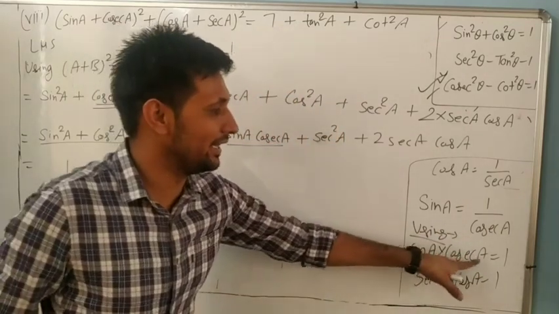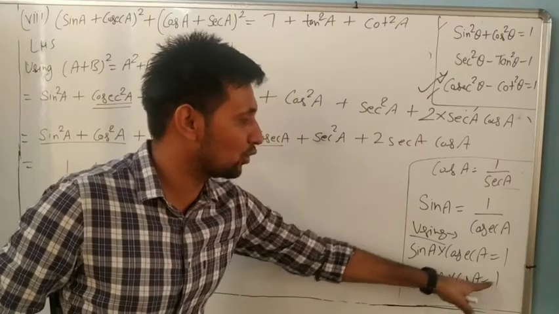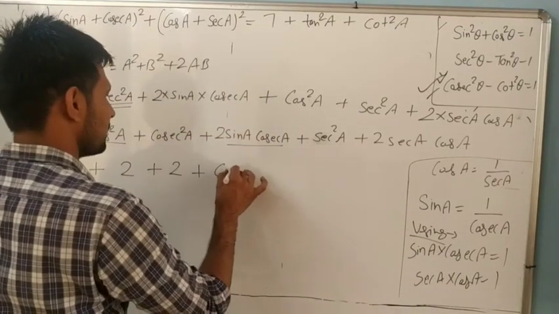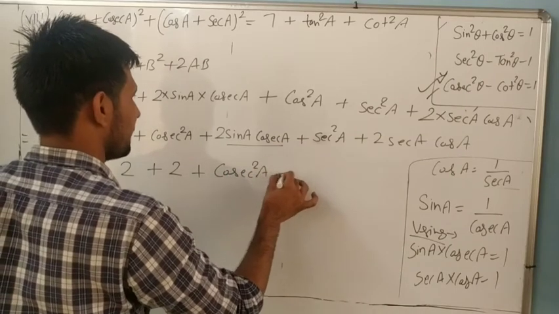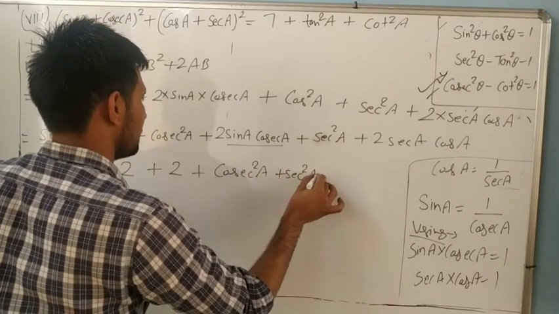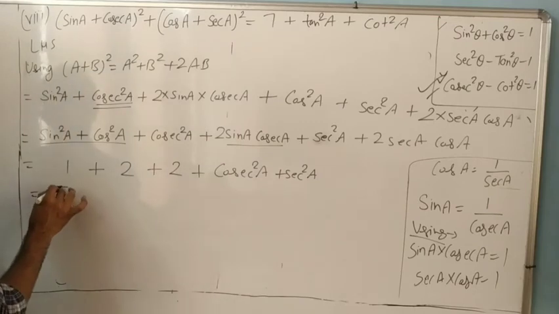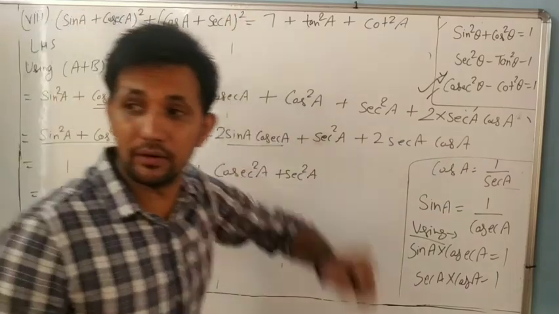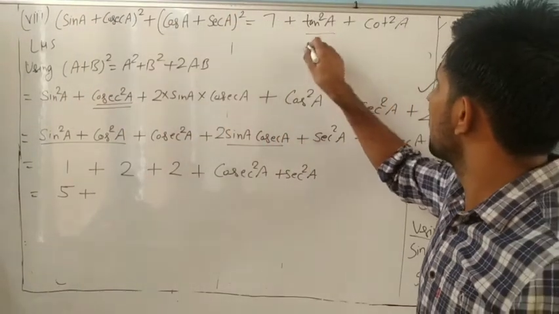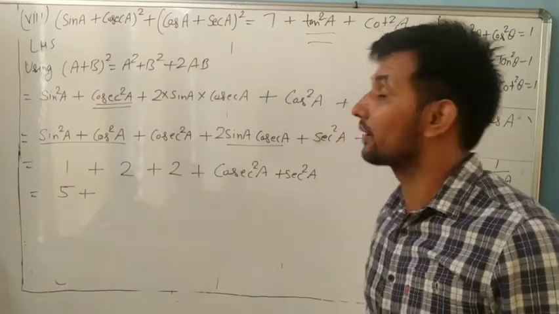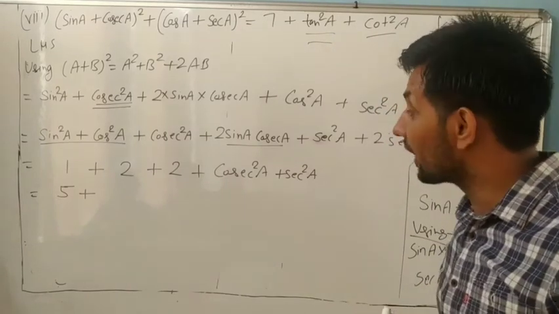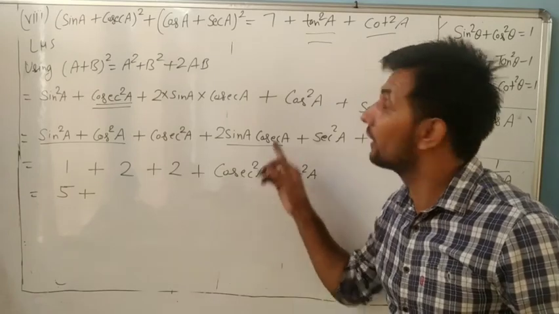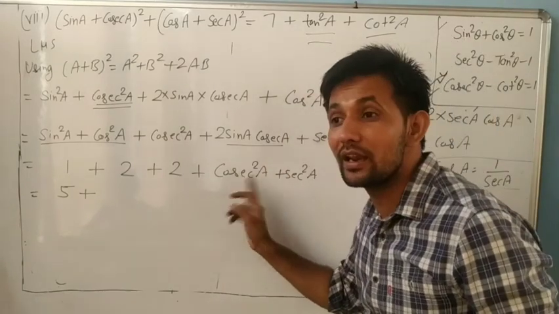Write using sin A into cosec A is 1. Sec A into cos A is equal to 1. So what is remaining? Cosecant square A plus secant square A. Now the answer is 5 plus. But we need 7 and need the answer in tan square and cot square.